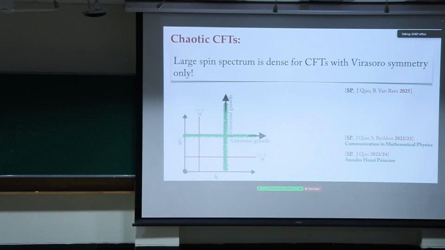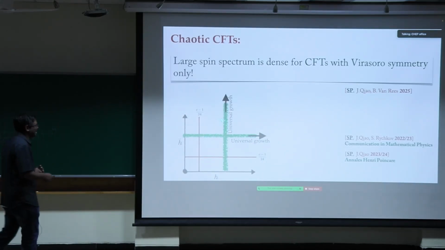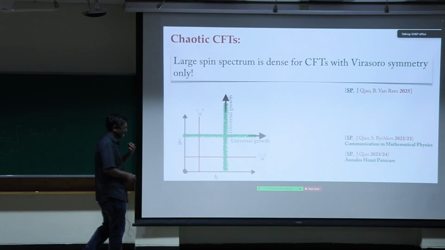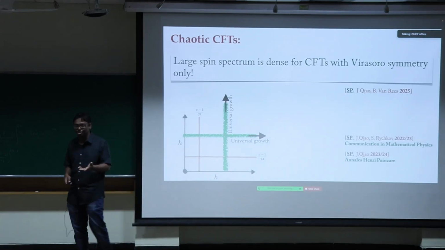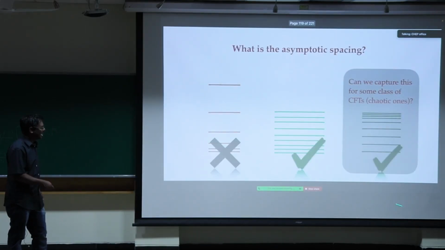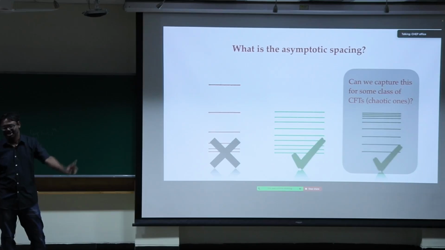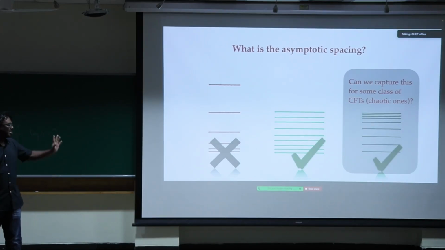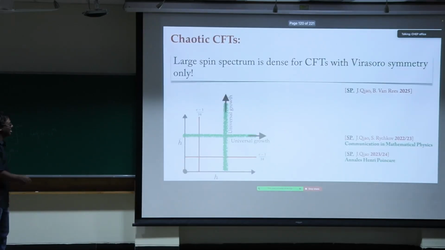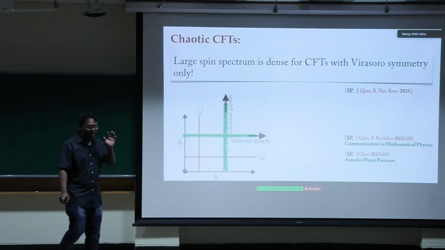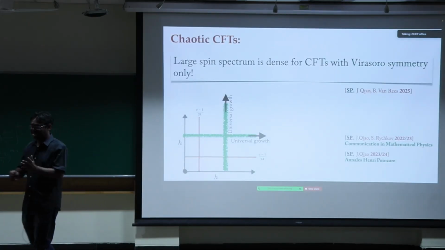So this result has to be proven with some degree of uniformity, and from there you can show that the spacing between operators at large spin has to go to 0. So you basically land up with this scenario where instead of this direction being the energy direction, now this direction is the spin direction. So in the large spin limit, the energy levels basically go to 0 for this particular class of CFTs where you only have Virasoro symmetry and nothing else.